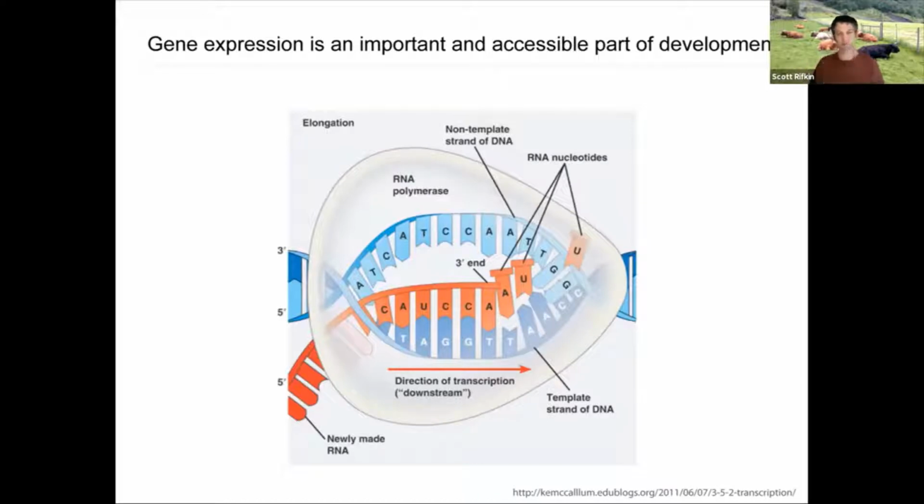At least the standard paradigm is you have DNA, it's read into RNA, RNA makes protein, and protein is really the workhorse of the cell. And this process is called gene expression. Gene expression is how much the DNA is read.